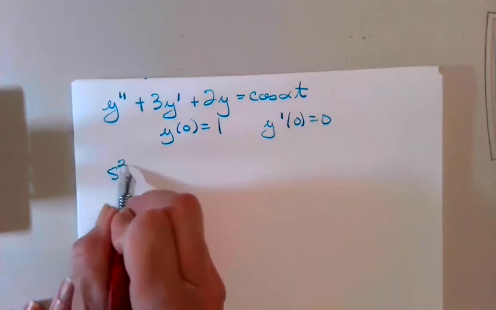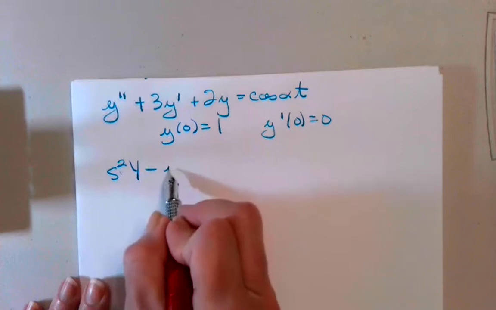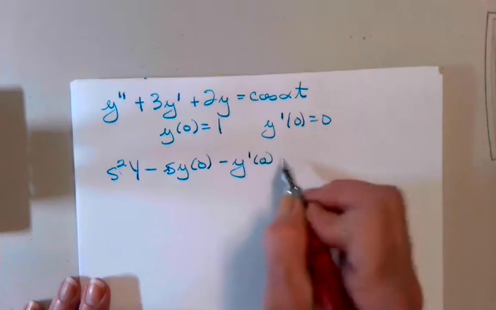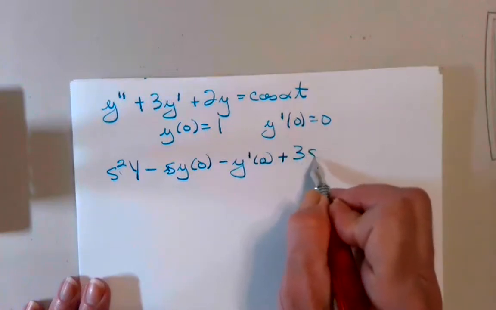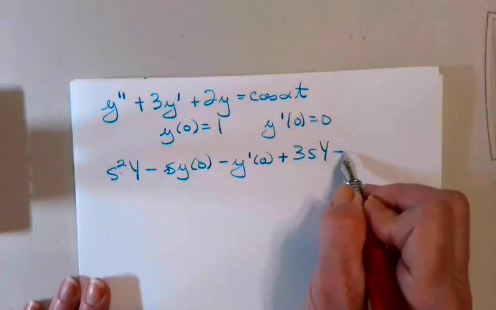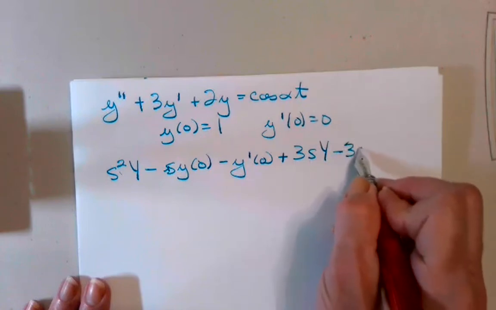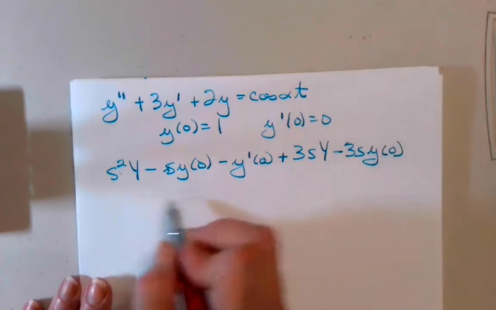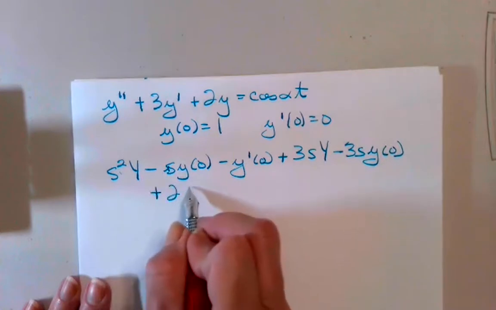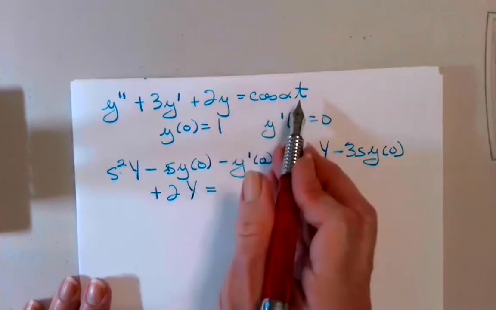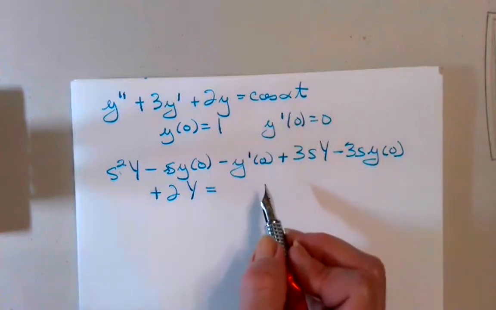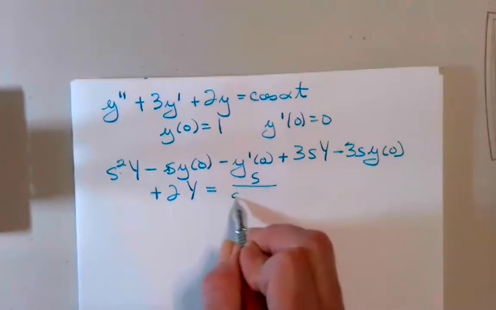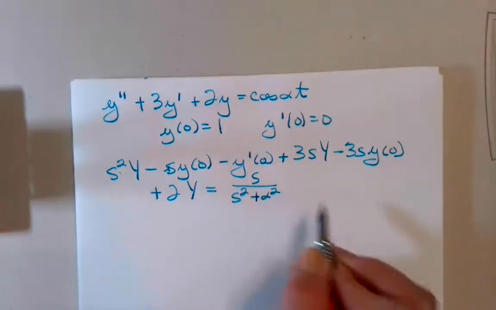We'll get an s squared Y minus s y of 0 minus y prime of 0 plus 3sY minus 3s y of 0 plus 2Y is equal to the Laplace transform of cosine alpha t, which will be s over s squared plus alpha squared.